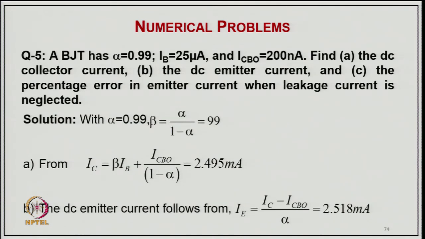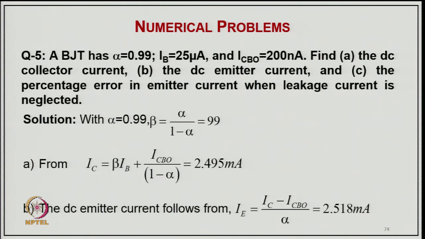So, now coming to example 5: a BJT has alpha equal to 0.98, IB equal to 25 microampere, and ICBO equal to 200 nanoampere. Find the value of DC collector current, the DC emitter current, and the percentage error in the emitter current when the leakage current is neglected.